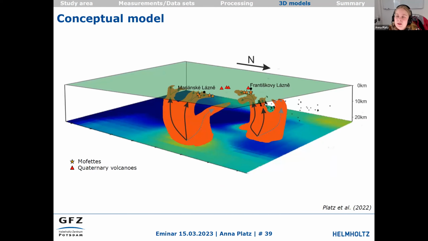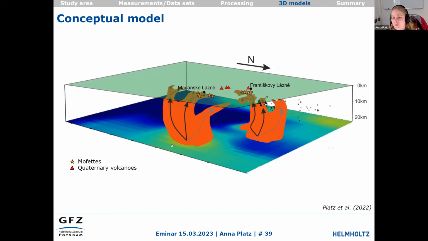In general, you could say that all our 3 models, which we derived from the different data sets, correspond quite well with each other, and also explain the data of the other data sets. Here we show a conceptual model which we derived from the 2 original 3D models in the northern and the southern part. And it looks quite similar to the model from Breuer, which we had at the very beginning.